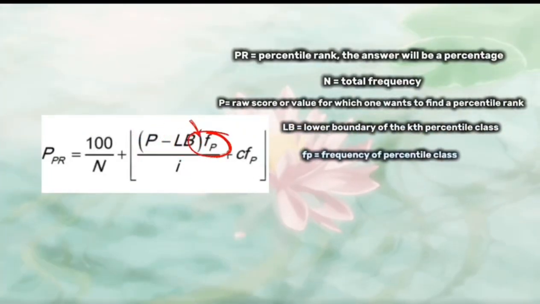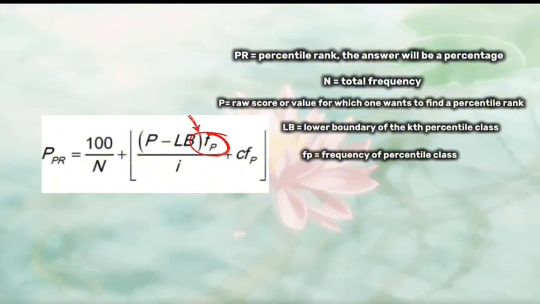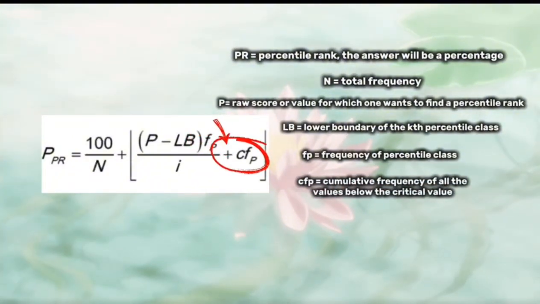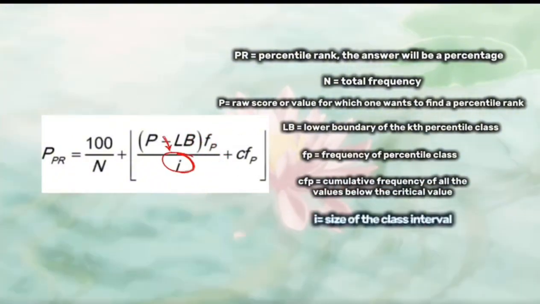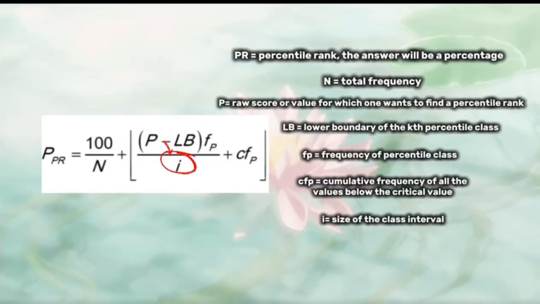FP, frequency of percentile class. CFP, cumulative frequency of all the values below the critical value. And I is the size of class interval.